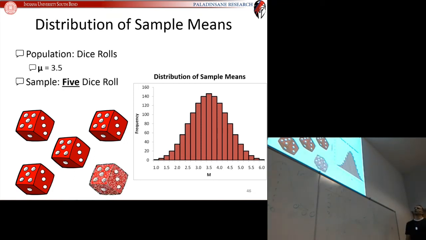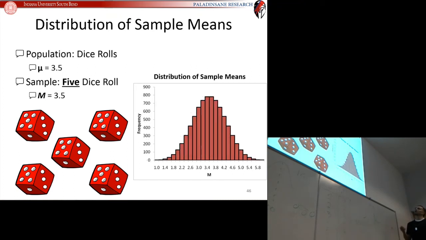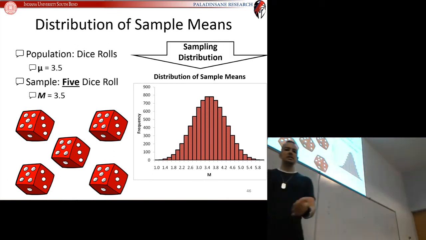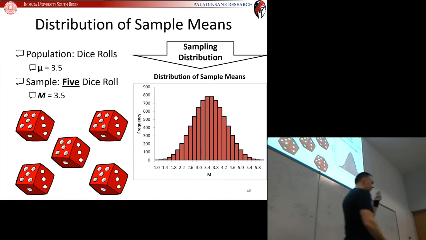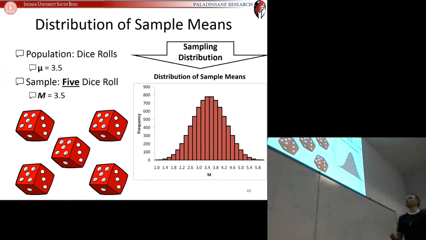Here we go. If we do that for 5 dice rolls, no surprise, the mean of all the sample means is going to be 3.5. And we end up with a distribution of sample means that looks like that. So that distribution of sample means, or that sampling distribution, that is what we're going to use to tell us how unlikely a certain sample is.